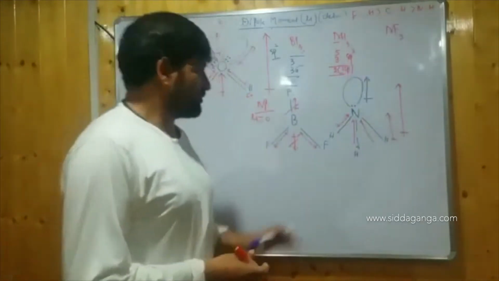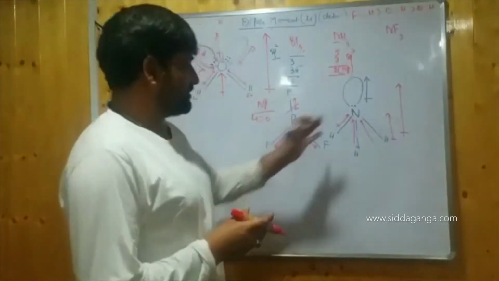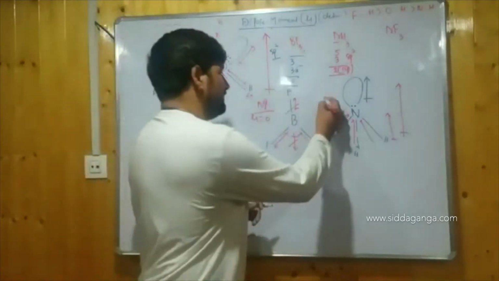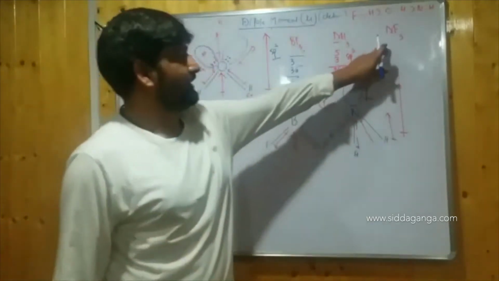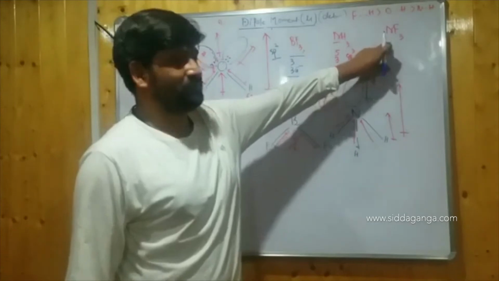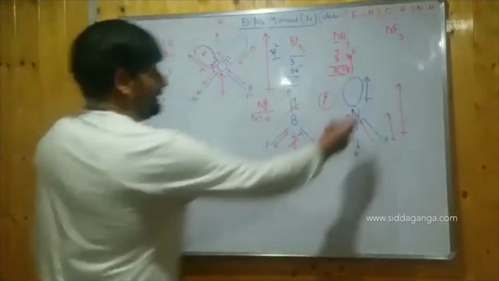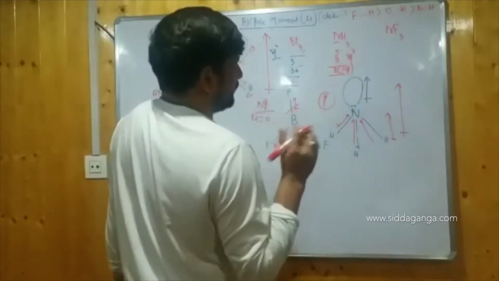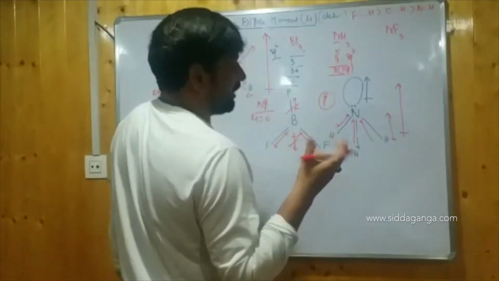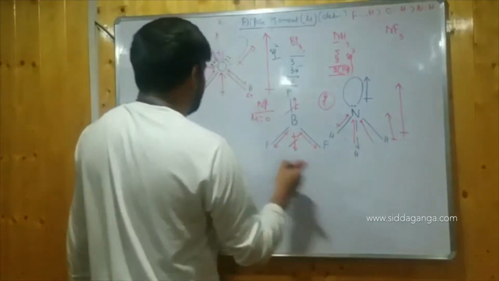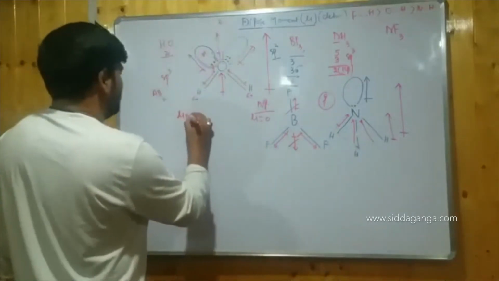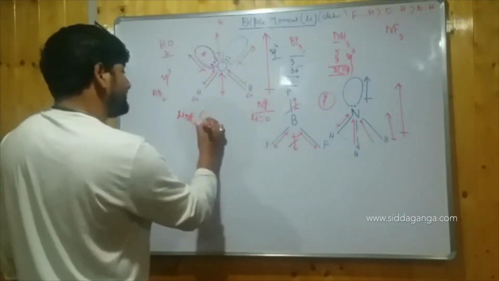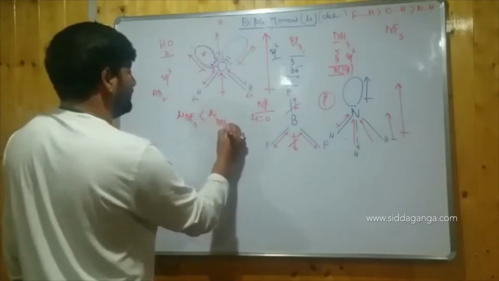Clear, children? So the resultant dipole is in which direction? Upward. So is it polar or non-polar? Definitely polar. What's the next one I have taken? Look here. NF3. Have a look. NH3, NF3. If you look at the molecules, you assume, sir, we assume the dipole moments of the two should be almost equal. But remember, the dipole moment of NF3 is less than the dipole moment of NH3.